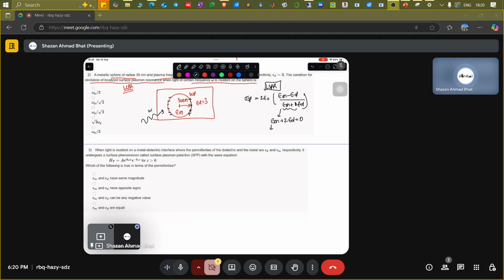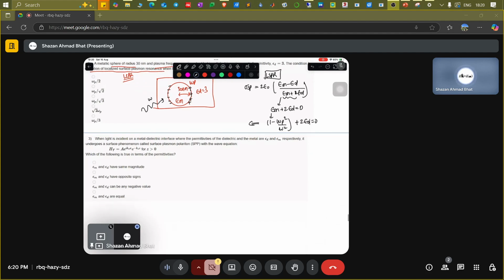And epsilon metal, we know it can be written as 1 minus omega plasma frequency square divided by omega square, light frequency square, plus 2 times epsilon dielectric equals to 0. We know epsilon dielectric is 3. So it is 1 minus omega p square divided by omega square plus 2 into 3, which is equal to 0. So you get, I guess, 1 minus this thing plus 6.